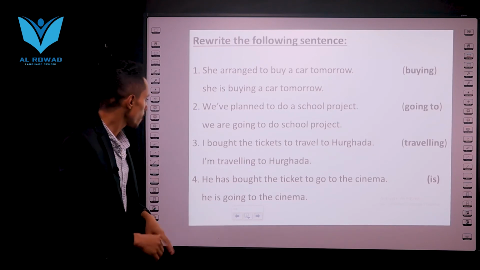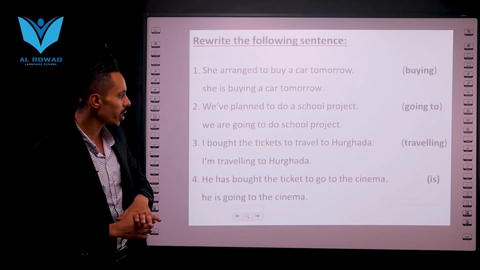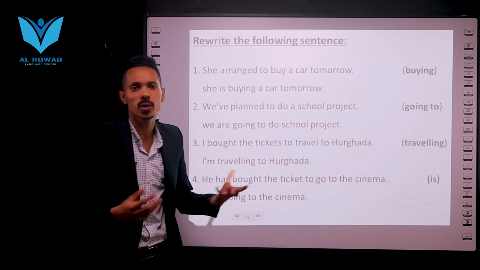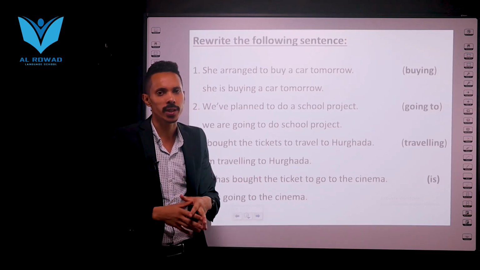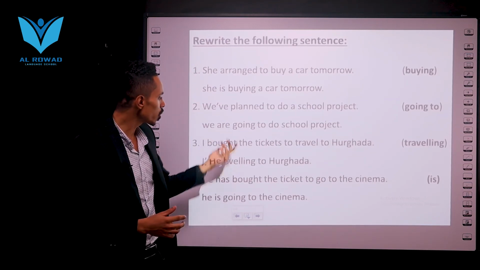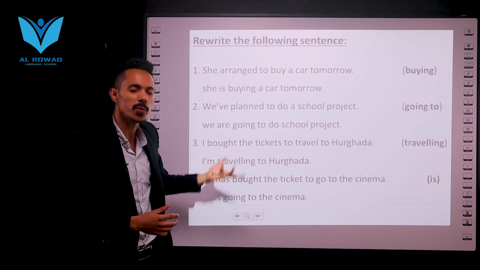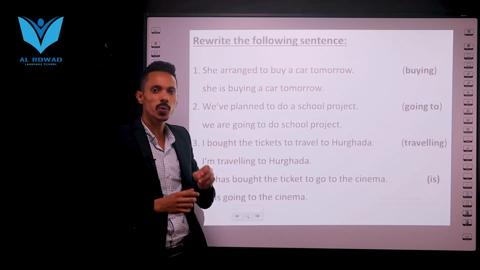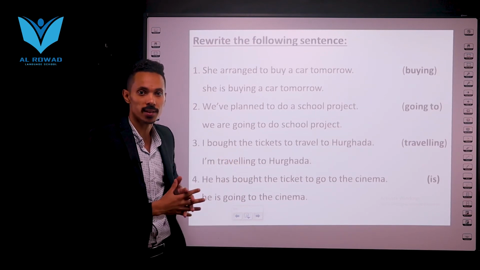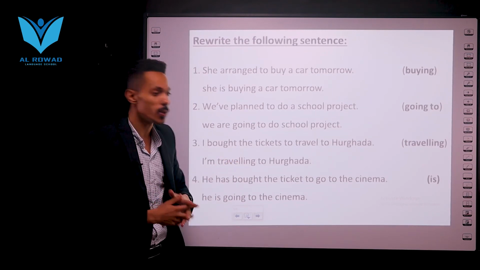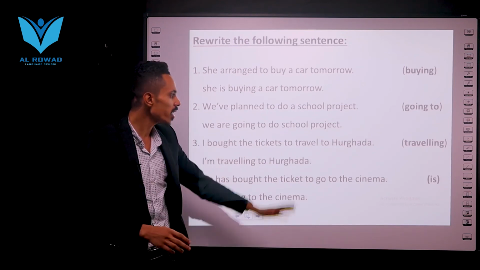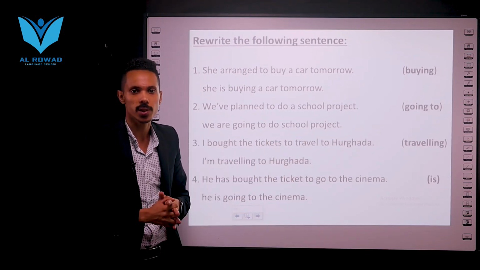Number 3: I bought the tickets to travel to Hurghada. You tell me, Mr., but I can't tell if it's a future plan or a future arrangement, because I can't see "plan" or "decide" or "intend" or "arrange" here. Here you will understand that we have an arrangement. What is the arrangement here? "Bought the tickets" is the arrangement. So here I can also use the present continuous.